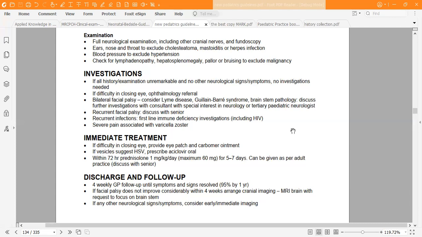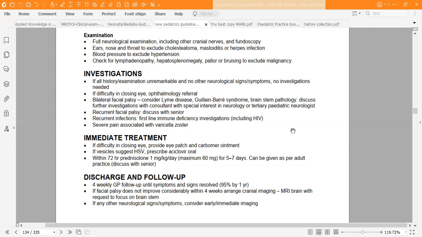So in here, what you're going to do as immediate treatment: if there is difficulty in closing the eye, you will provide an eye patch and carbomer ointment, which is an emollient for the eyes, to prevent dryness of the cornea and to prevent the development of keratitis, which is painful and may cause blindness.